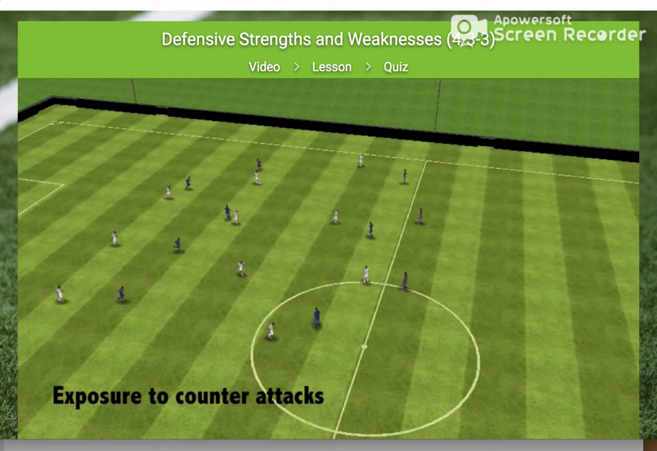This could be made worse if the 6 gets caught forward and/or the outside back also gets caught forward. In order to minimize this weakness, players should communicate as much as possible to avoid a situation like this in which too many players have committed forward.